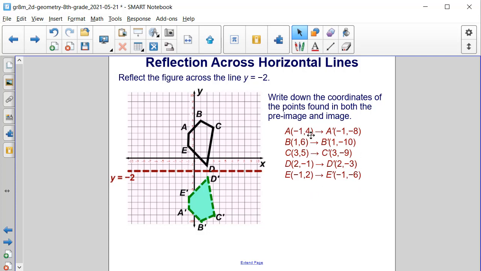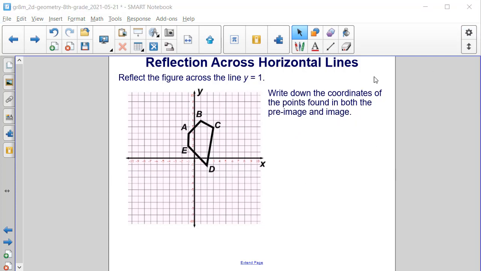A went from -1, 4 to A prime, -1, -8. B, 1, 6 went to B prime, 1, -10. C at 3, 5 went to C prime at 3, -9. D at 2, -1 went to D prime, 2, -3. And E at -1, 2 went to E prime, -1, -6.